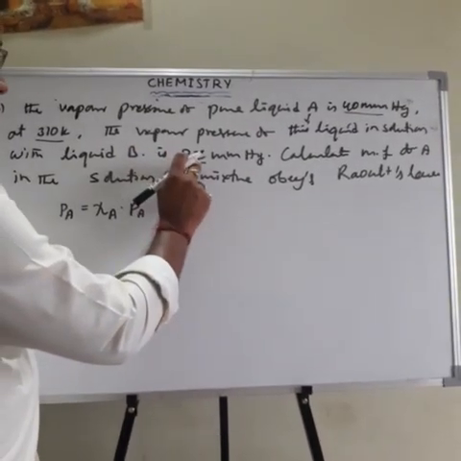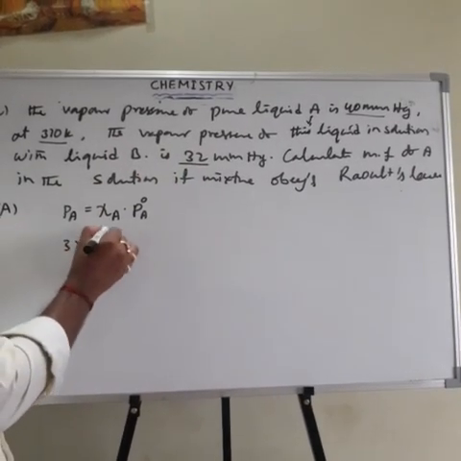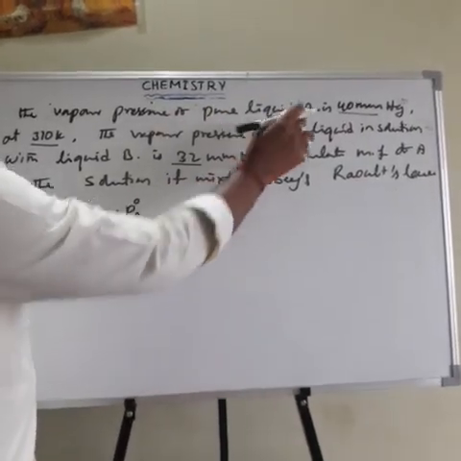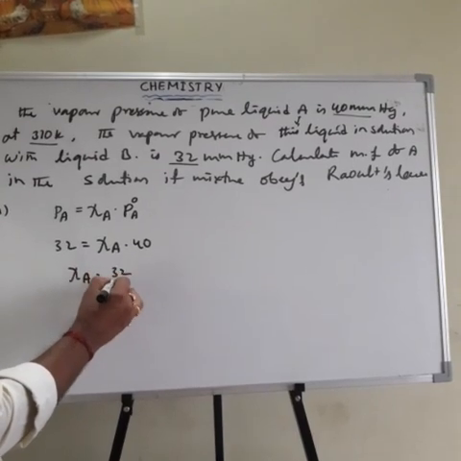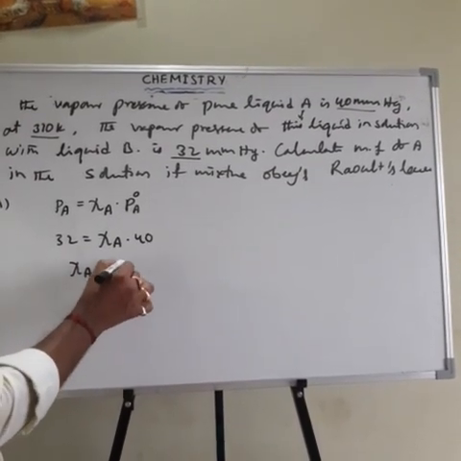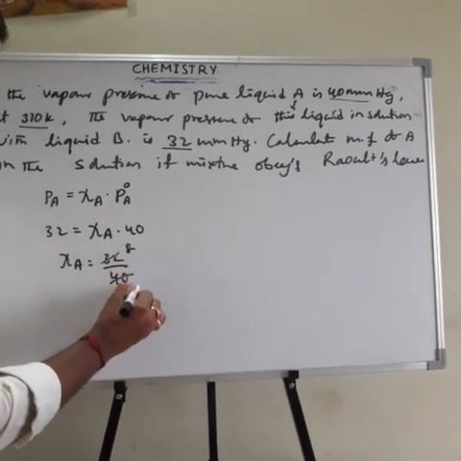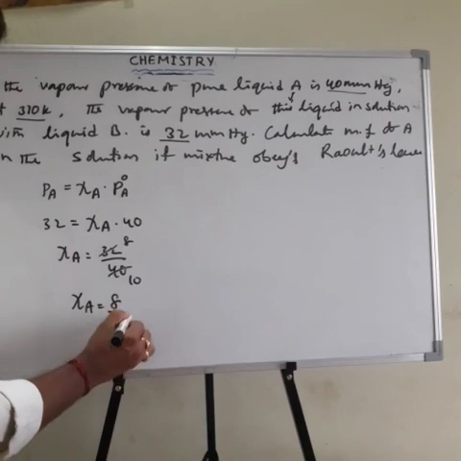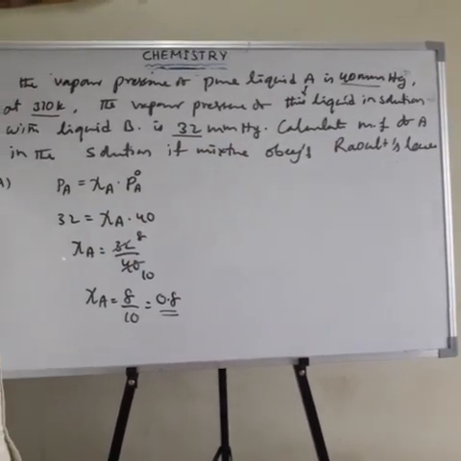In this one, PA means the partial vapor pressure of A, which is 32. XA we have to calculate, into P naught A, the vapor pressure of the pure liquid, 40. Therefore, XA is equal to 32 divided by 40, which is 8 by 10, meaning 0.8. So this is the mole fraction of A. So this is another problem.